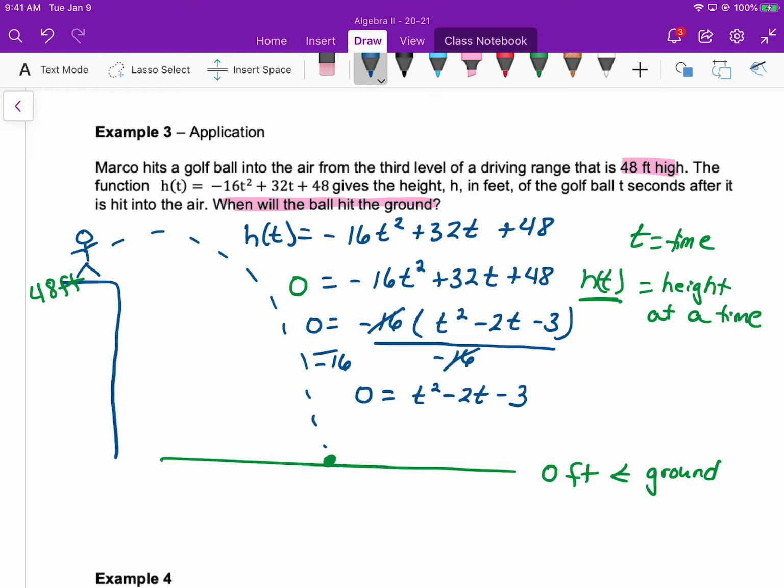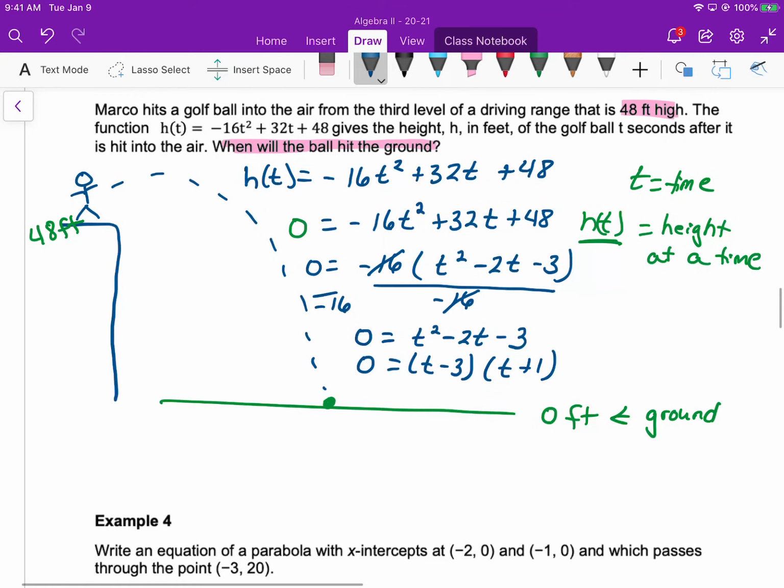So t squared minus 2t minus 3, my factors of that will be t minus 3 and t plus 1. All of this still equals 0. Now I'm going to write below here. Now when I solve for t, I'll have t minus 3 equals 0, t plus 1 equals 0. So then, now we need to solve for t, and we will have t equals 3 and t equals negative 1.